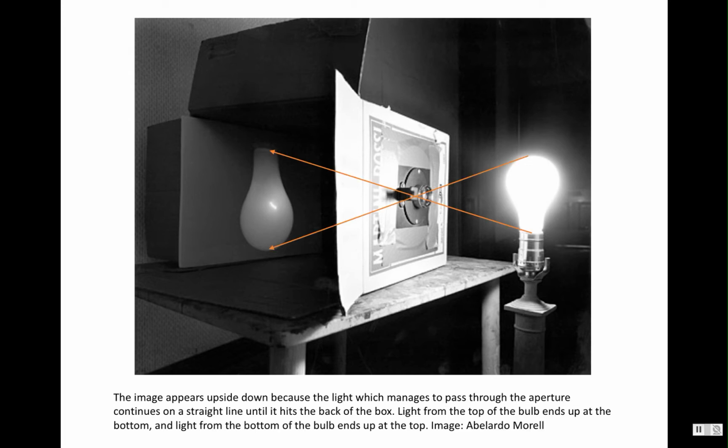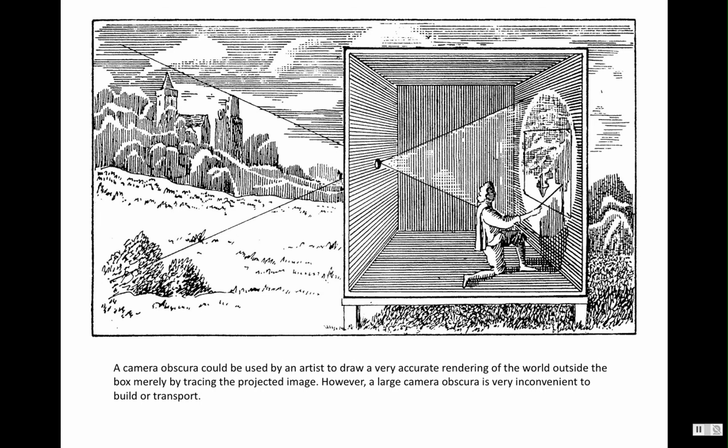It's also backwards. And the reason for that is that the light from the top of the bulb, if it can pass through the lens or the aperture, will continue on a straight line and end up at the bottom of the back of the box. And the light from the bottom of the bulb will travel on a straight line if it passes through the lens and will reach the top side of the back of the box. And this image is also by Abelardo Morel.